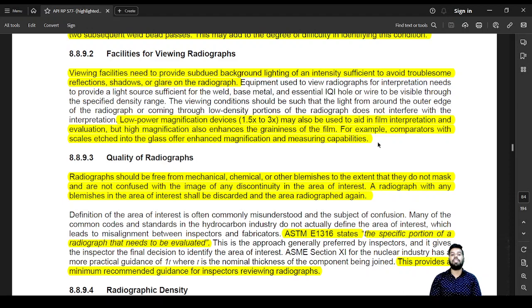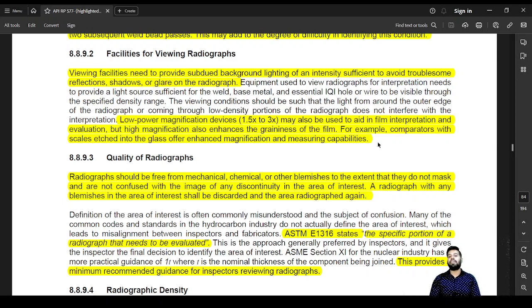Facilities for viewing radiograph. Viewing facilities need to provide a subdued background. You don't need a dark condition to view the radiograph, but you require very low light conditions in viewing the radiograph. So the viewing facilities need to provide subdued background lighting of intensity sufficient to avoid troublesome reflection and shadows or glare on the radiograph.